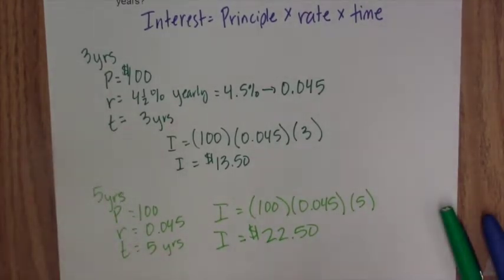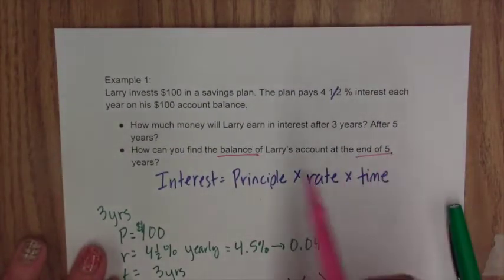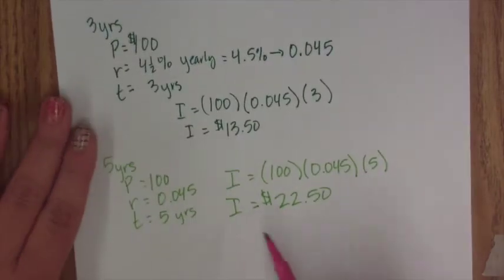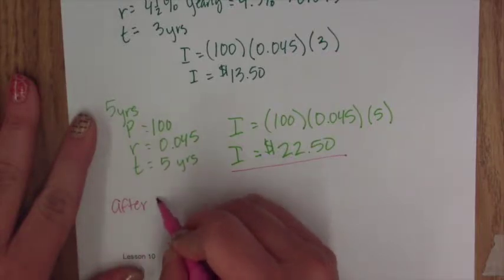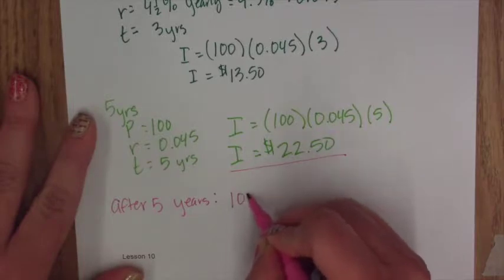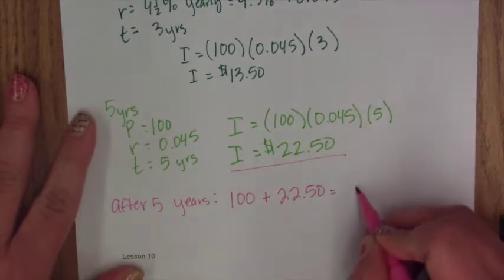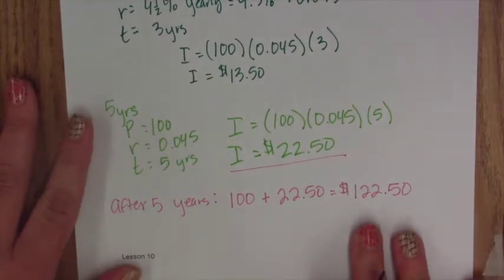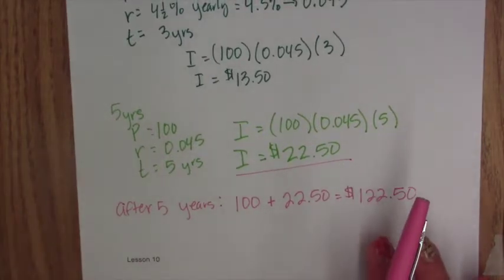Now, to find the balance of this account at the end of 5 years, we're going to take our principal, our $100, and we're going to add to it the amount of interest he earned. So after 5 years, our principal of $100 plus our interest earned, his account balance would be $122.50.